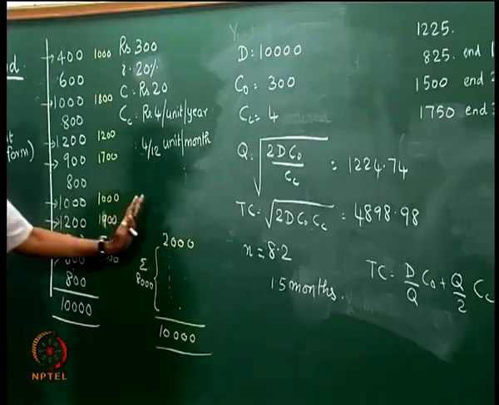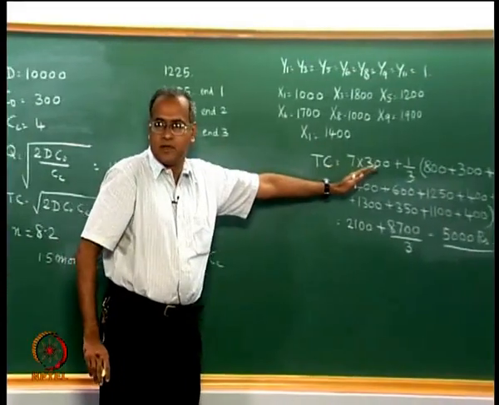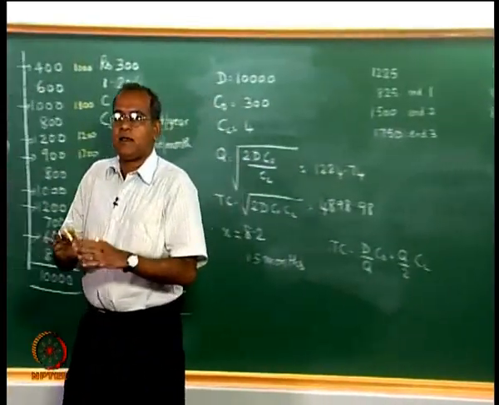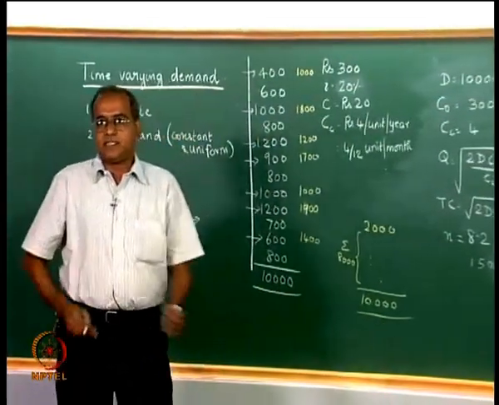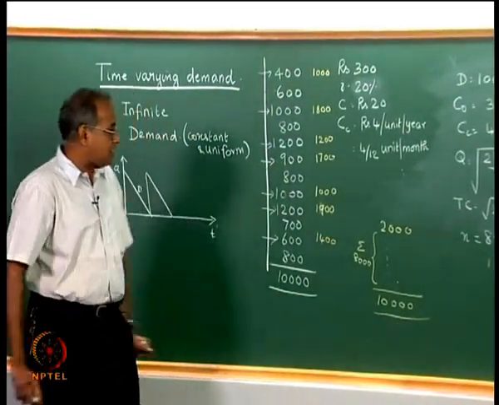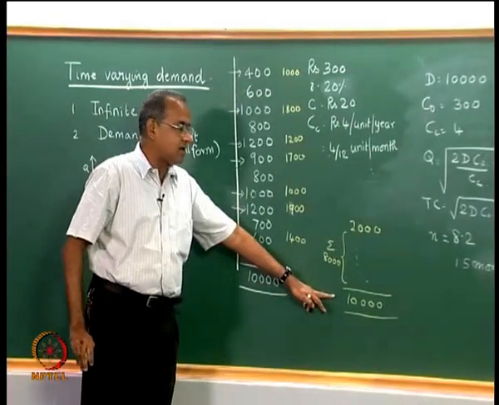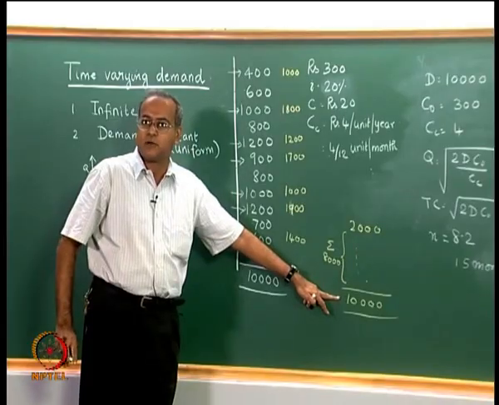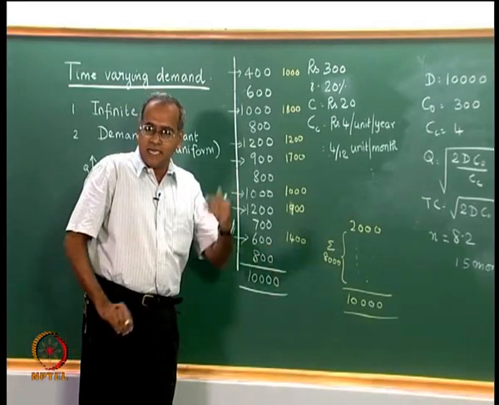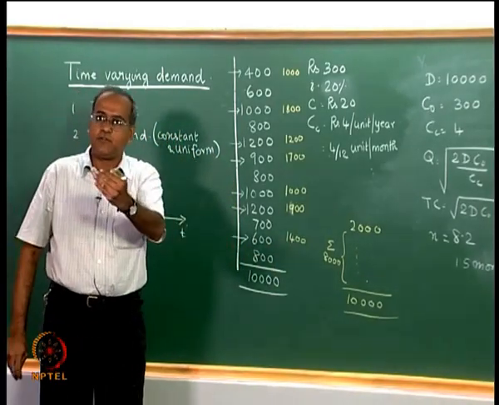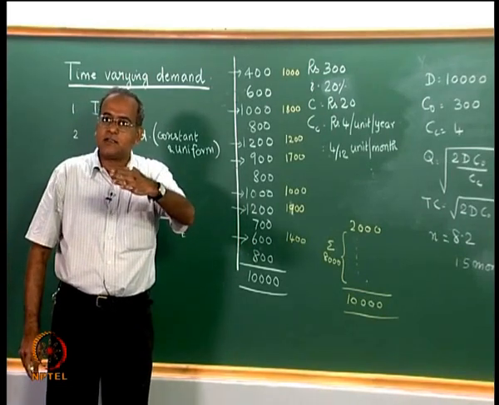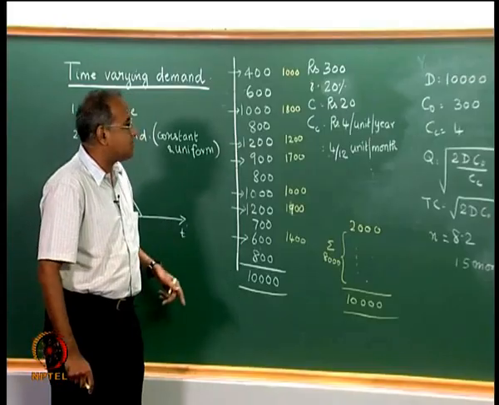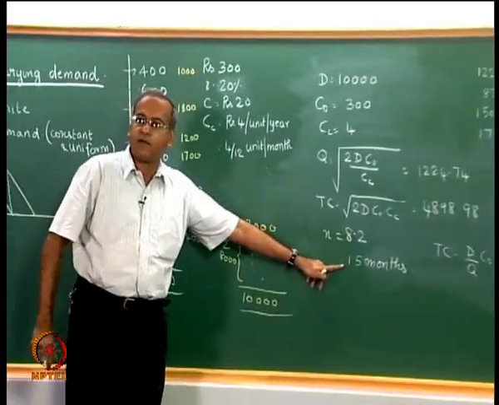Now instead of using this model, which is the Wagner-Whitin algorithm, if we had gone by the economic order quantity, then the economic order quantity tells you to order 1224.74, the same thing based on the same 10,000. So we initially begin with 1224.74, and then our next order is going to happen after 1.5 months because of this 8.2 and 1.5 months.